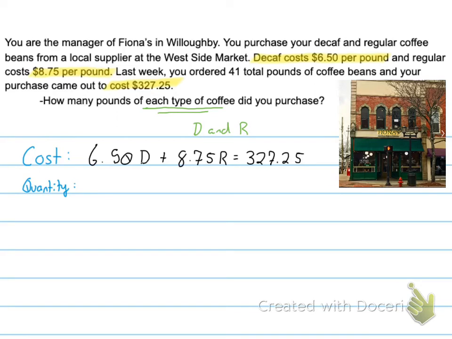And what's important to note here again is since I have two unknowns, I need to make a second equation to be able to solve. And all I really have to do for that second equation in quantity is make an easy, simple equation. I ordered 41 total pounds of coffee. I don't know how many of each type that I bought, but I know that decaf plus regular equals 41.